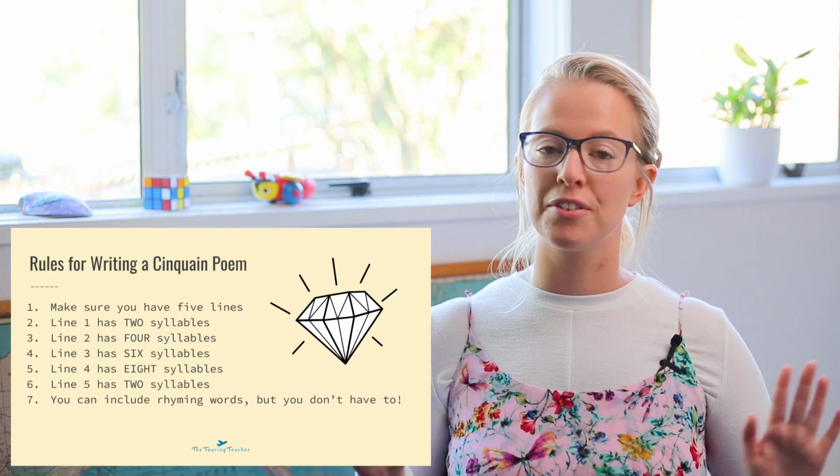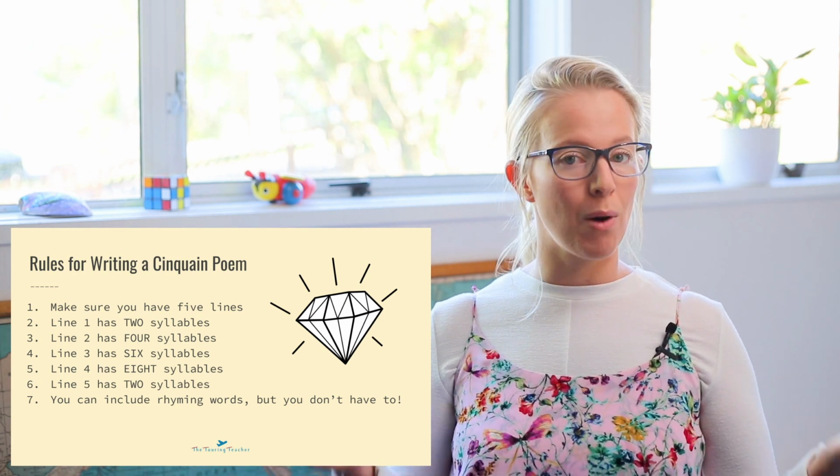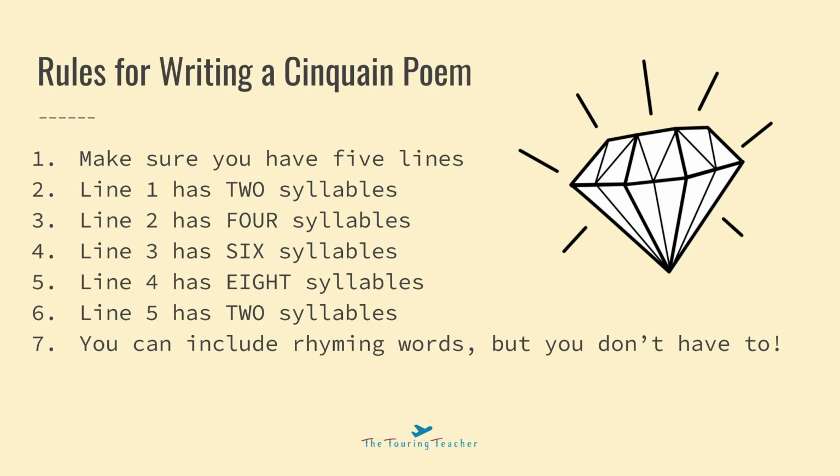So here are the rules for writing a cinquain poem. They're quite simple to follow. Number 1, make sure you have 5 lines. Line 1 has 2 syllables, line 2 has 4 syllables, line 3 has 6 syllables, line 4 has 8 syllables, and then bring it back around, line 5 has 2 syllables. You can include rhyming words if it fits, but you don't have to focus on that.